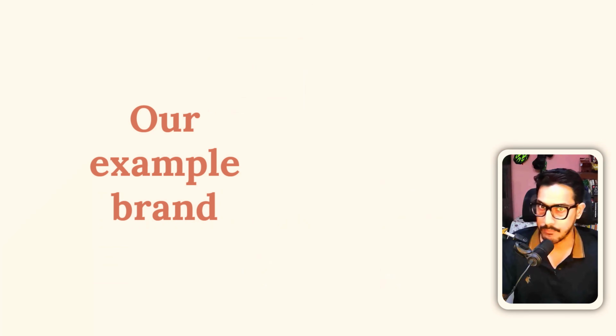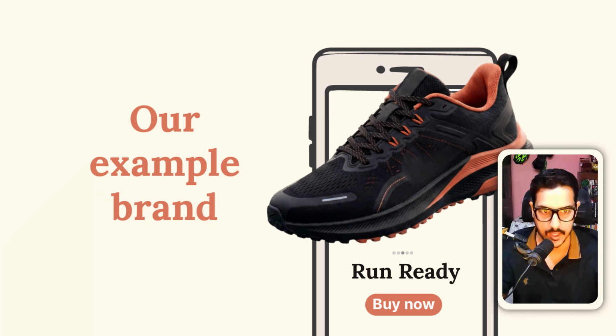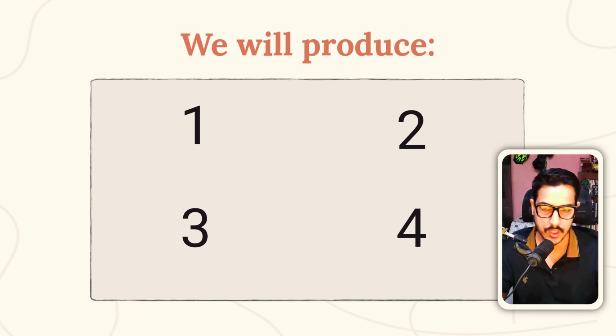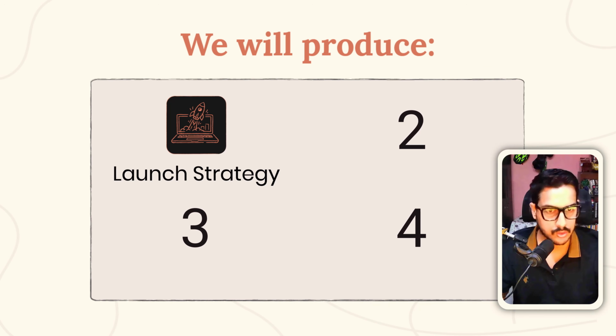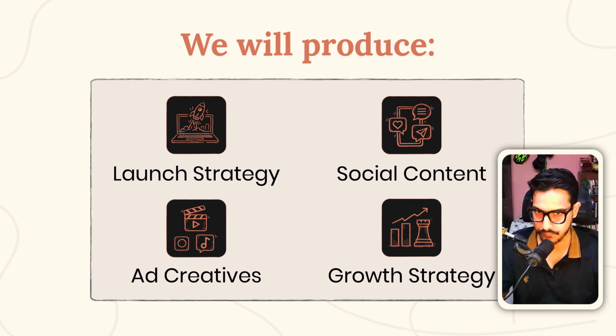We're going to take one example here. It's going to be a running shoes brand. It's a hypothetical company that I'm calling Run Ready. It's for people who want to run on a casual basis, on a daily basis, on a weekly basis, and who are just aspirants about running better. We will produce four strategies or four outputs here using Claude Skills. Number one will be launch strategy. Number two will be social content. Number three would be ad creatives and ad copy. And number four would be the growth strategy.